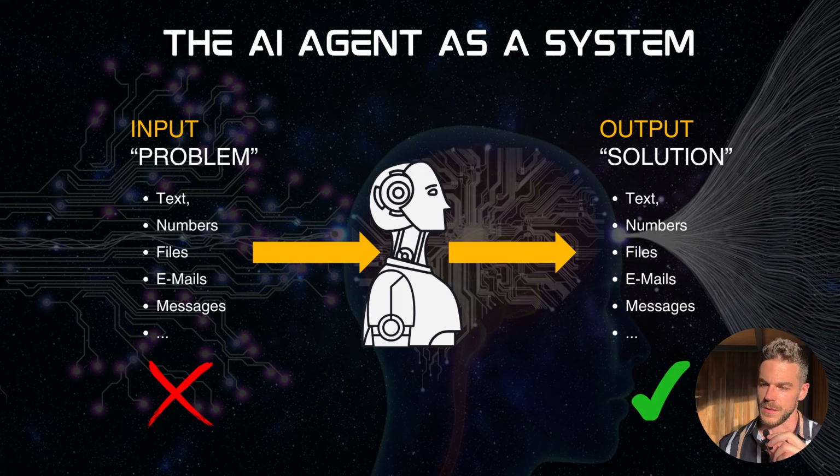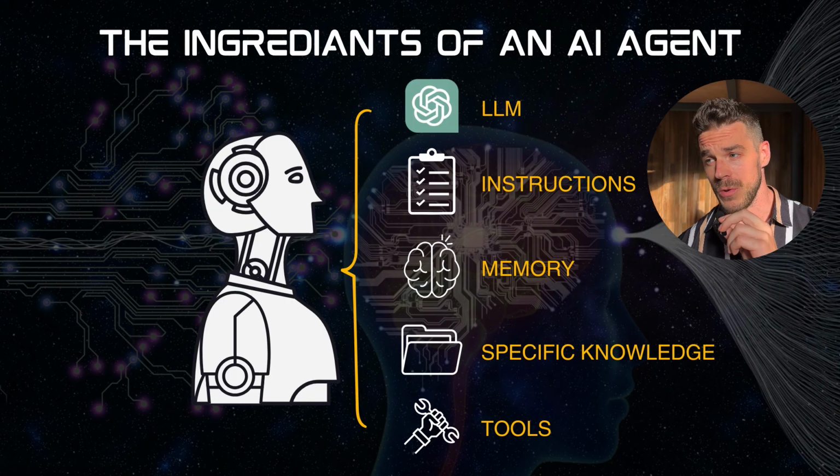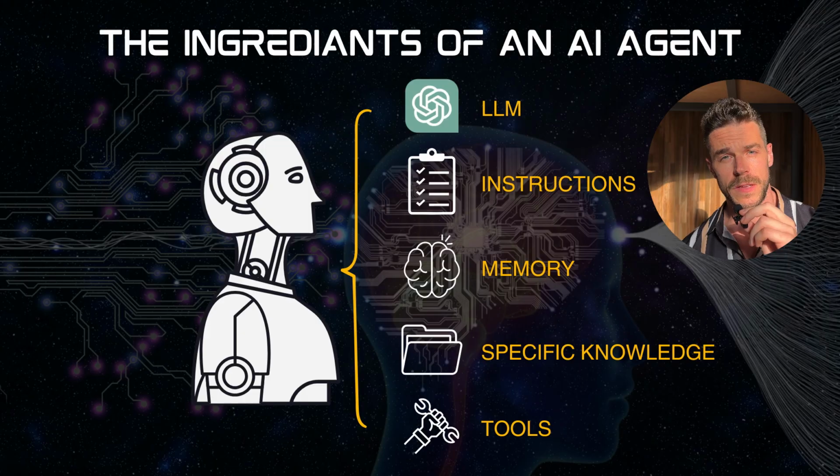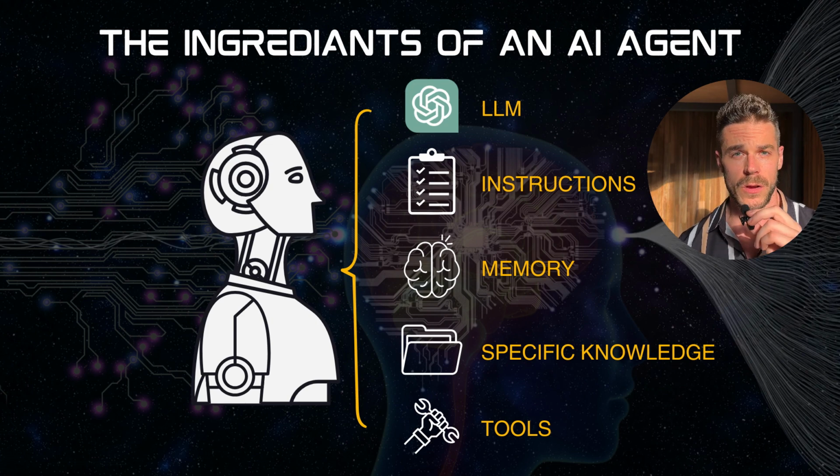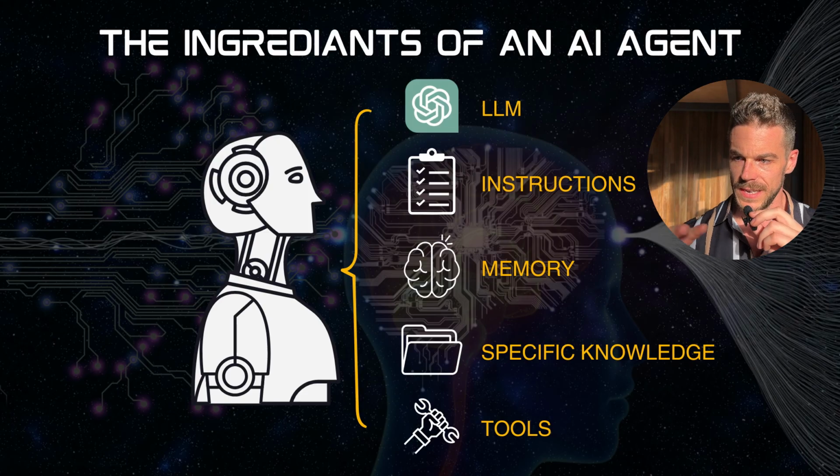And now that we understand what the general system of an agent looks like, we zoom in and check out the ingredients of an AI agent. There are basically 5 important components that make any AI agent you can think of. First, we have an LLM, a large language model like ChatGPT, DeepSeek, Llama, whatever you can think of. This is basically the brain where the intelligence comes into the agent.